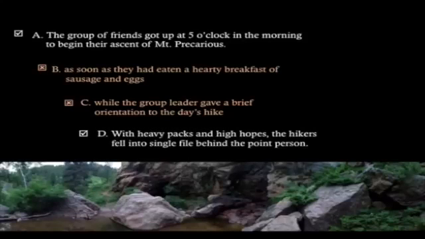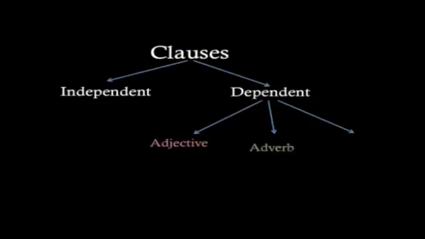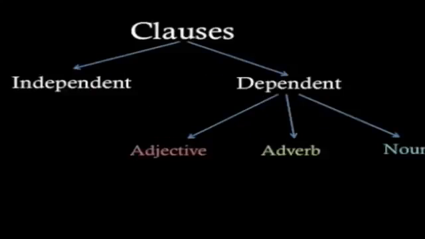There's something else you should know about dependent clauses. They come in three flavors: adjective, adverb, and noun. This diagram shows how the types of clauses are related. Each type of clause performs a separate function, and each type is introduced by certain markers.